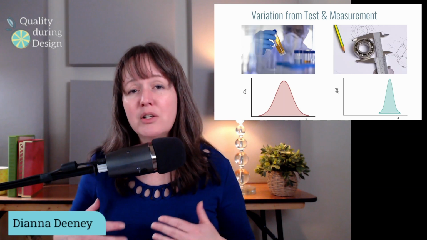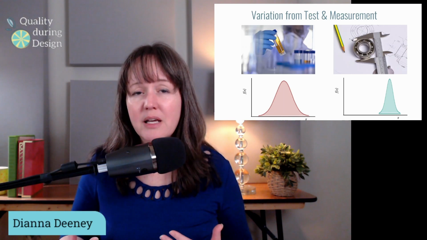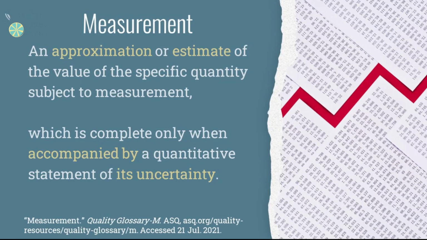In fact, let's take a look at the definition of measurement from the ASQ. ASQ defines measurement as an approximation or estimate of the value of the specific quantity subject to measurement, which is complete only when accompanied by a quantitative statement of its uncertainty. What's important about this definition is that a measurement is really just an estimate of whatever we're measuring, and that we need to understand its uncertainty and the variation that the measurement method itself is introducing.